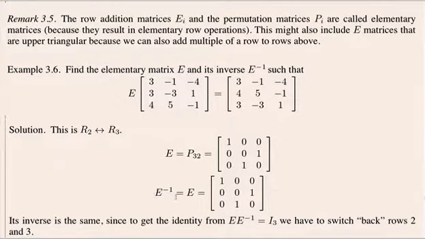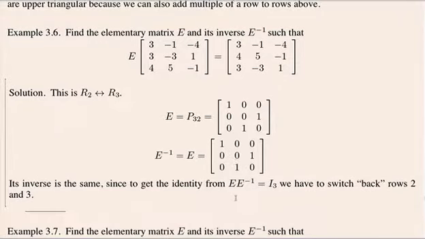Also, the inverse of this permutation matrix is the same as the original matrix, which is easiest to understand if you think about it. If you want to get the identity matrix back, or the original matrix back, you have to switch back the rows 2 and 3. So after switching the rows, in order to get back the original matrix, you have to switch again, the same way. And you can also check that E times E inverse is really the identity matrix.